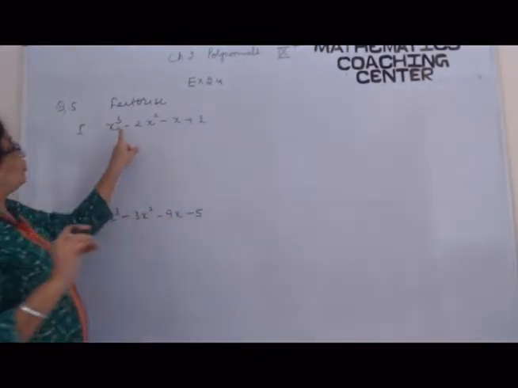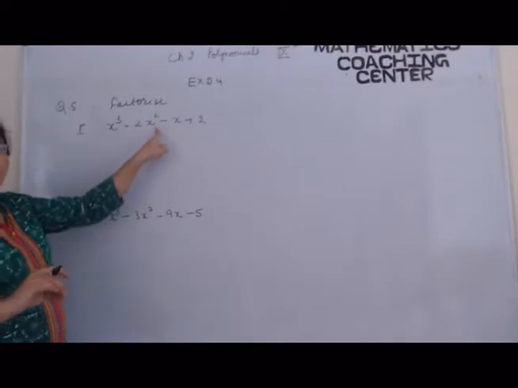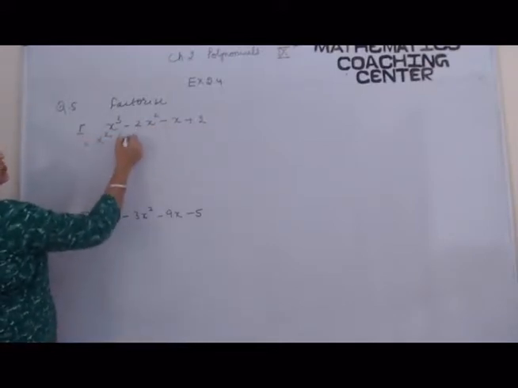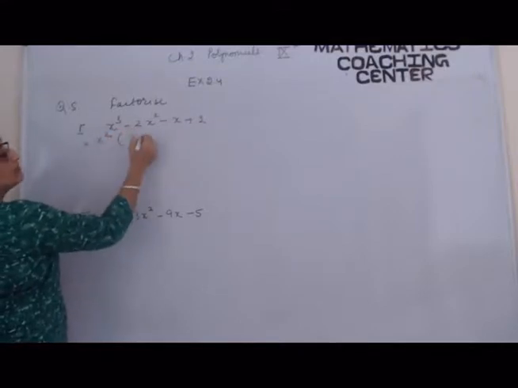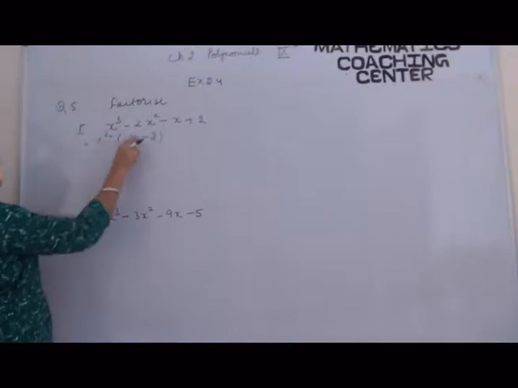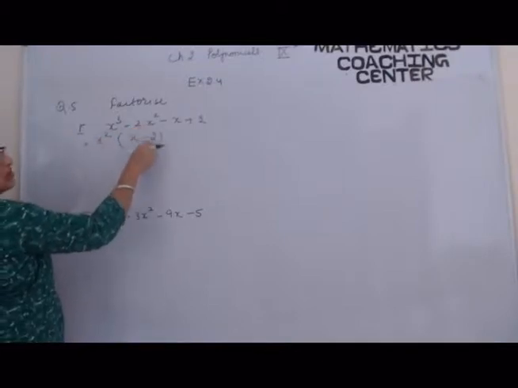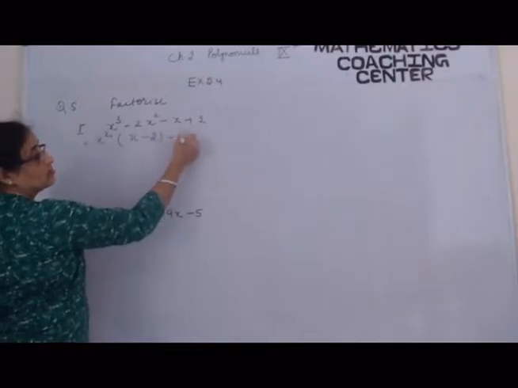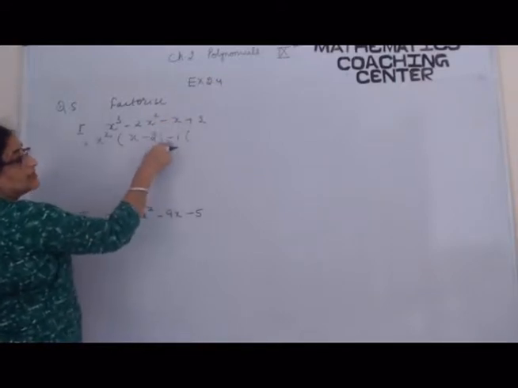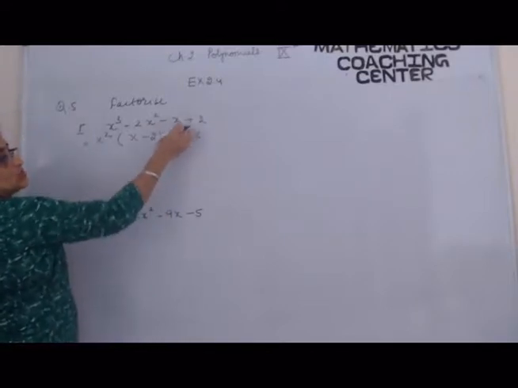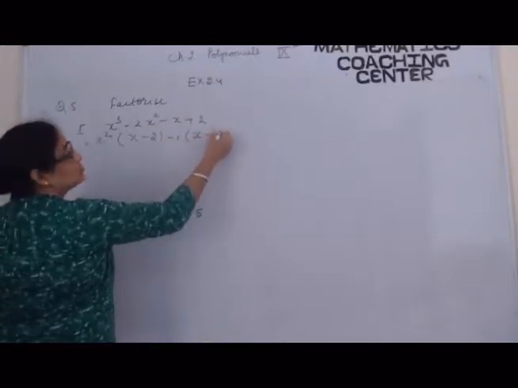Now first of all, here is x cube and here is x square. So you can take x square outside, then you get x minus 2. This is power 3; we take power 2 outside, then it becomes power 1. This is the 2 and x square outside. Now take minus 1 outside. When we take minus outside, plus x becomes minus x, and plus becomes minus. This is minus 2.